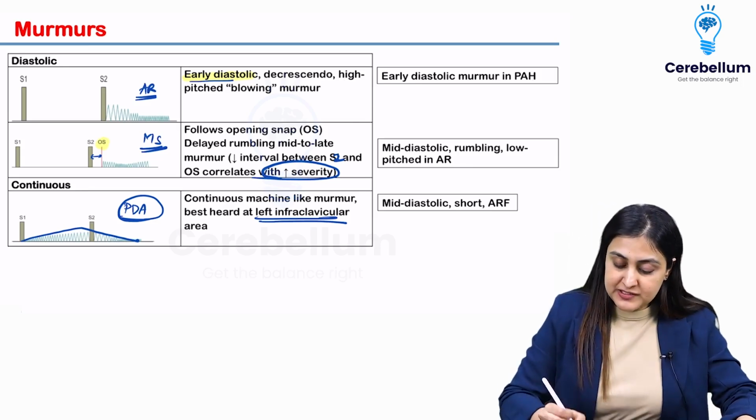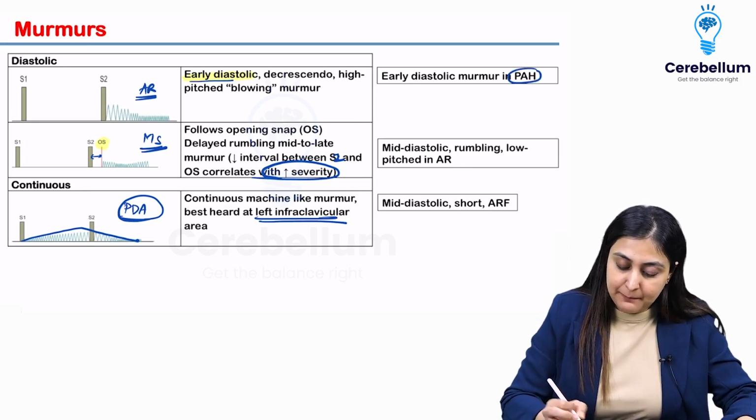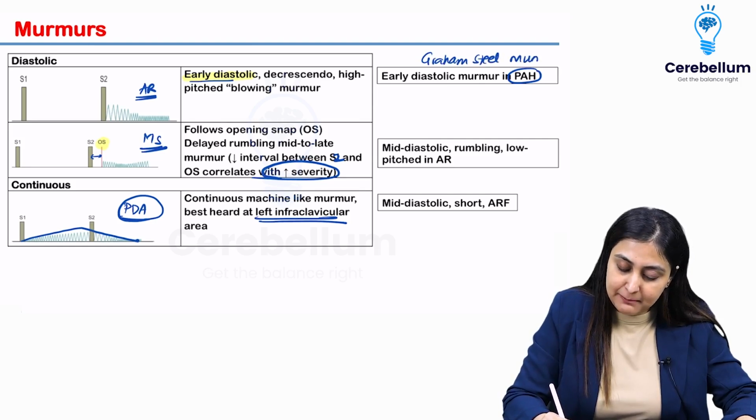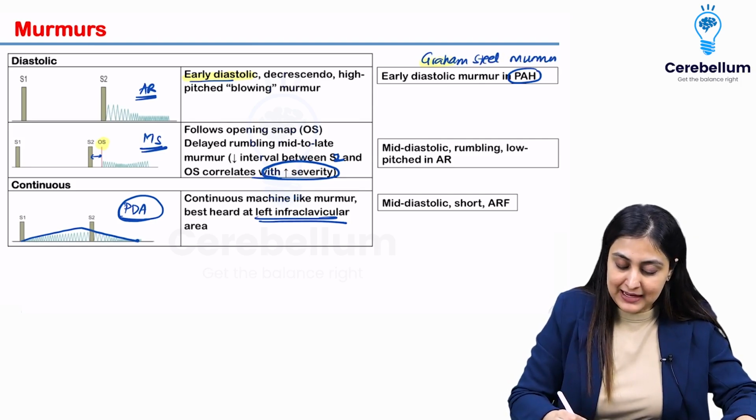Few names for you. What is this early diastolic murmur in PAH known as? This is known as the Graham Steell murmur. You can remember grandpa here, grandpa or Graham pa.